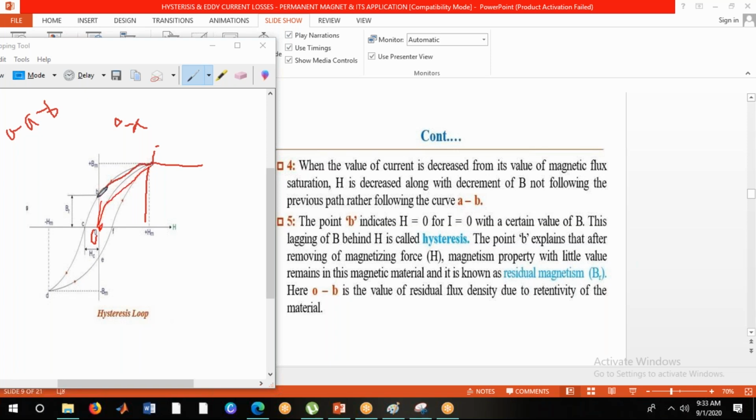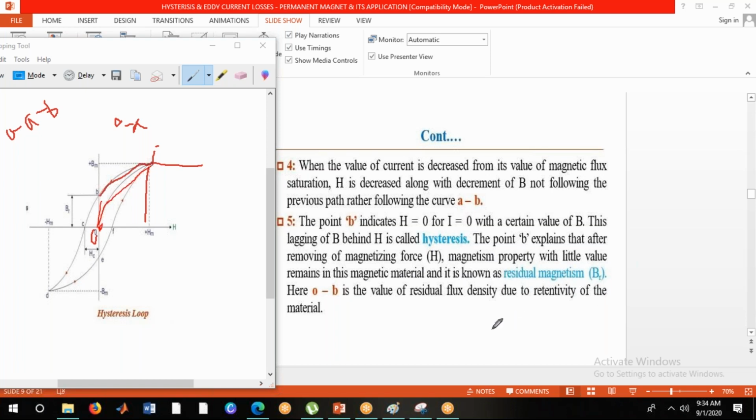సో ఈ విధంగా ఈ పాయింట్ ని ఏమంటామంటే హిస్టెరిసిస్ అంటారు. సో ఇక్కడ నుంచి వచ్చేసి 0 నుంచి వేసి మళ్ళీ A నుంచి B వచ్చే ఈ పరుగుని హిస్టెరిసిస్ అంటారు. And the point B explains that after removing of magnetizing force H, after removing the current the magnetism property with little value remains in the magnetic material. So magnetic property అనేది ఇంకా దాంట్లో ప్రెజెన్స్ ఉంది and it is known as residual magnetism.